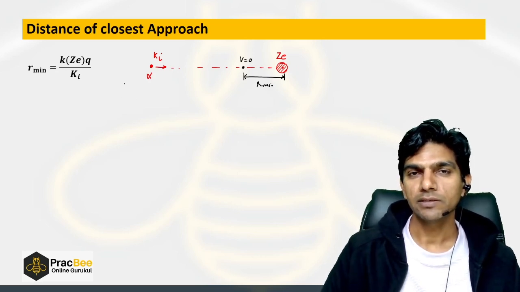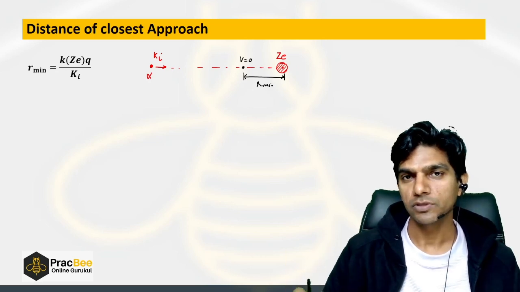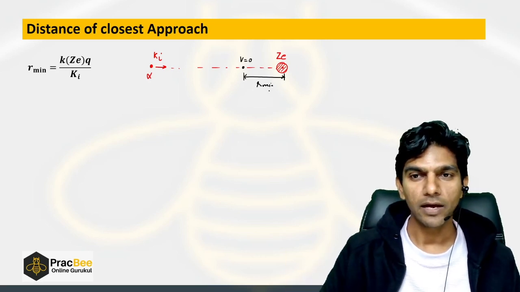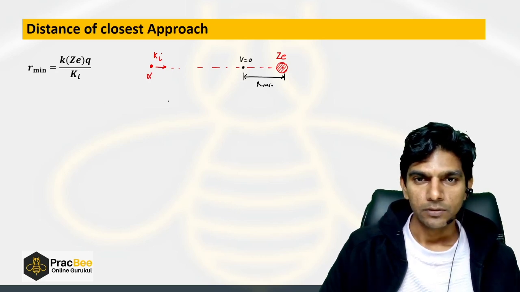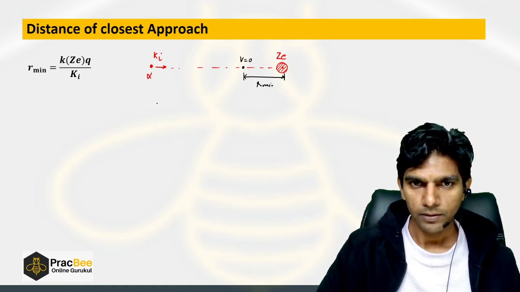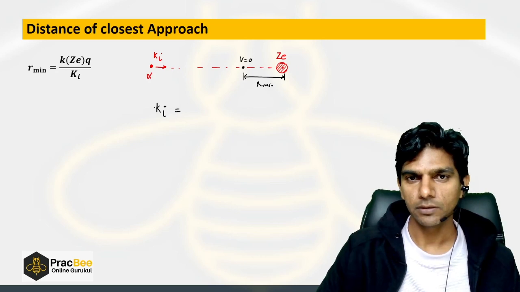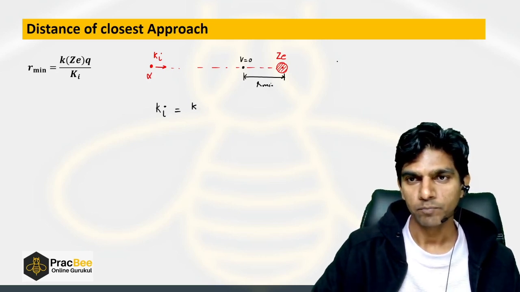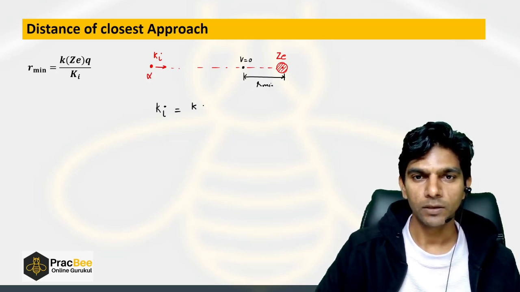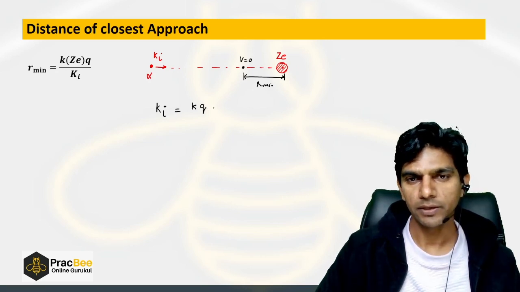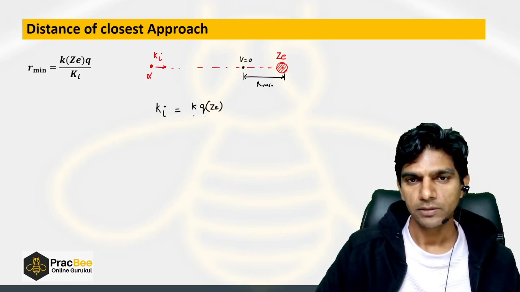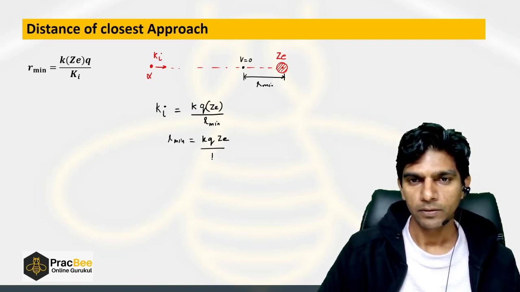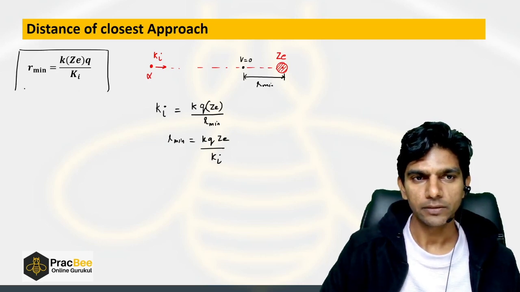So what is happening here? There is a loss of kinetic energy and gain in the electrostatic potential energy. So if we want to find this R minimum, we can apply energy conservation. So K initial, the loss in kinetic energy, equals the gain in electrostatic potential energy, which will be K Q1 Q2 by R, where Q is the charge of the alpha particle and Ze is the charge of the nucleus, divided by R minimum. So from here R minimum comes out to be KQ Ze upon Ki. So do remember this formula.